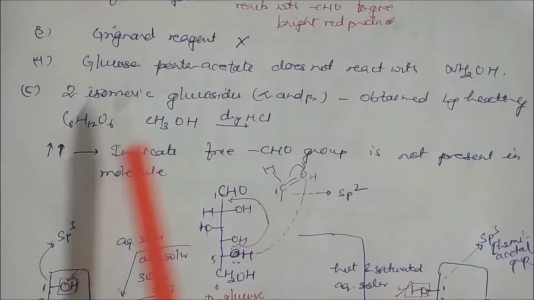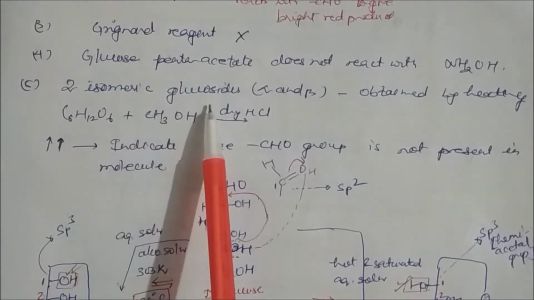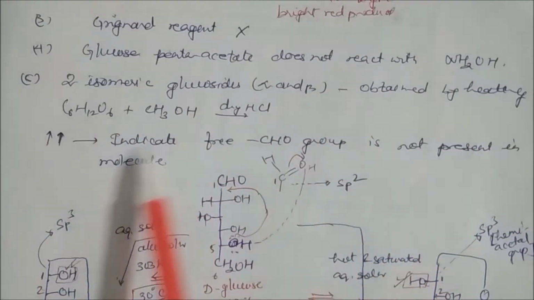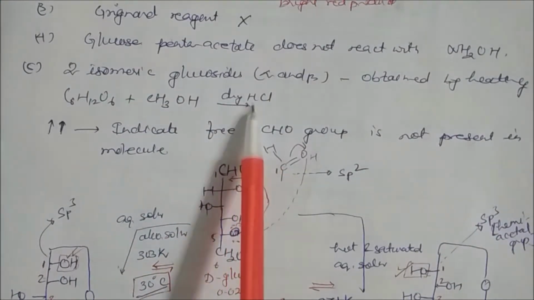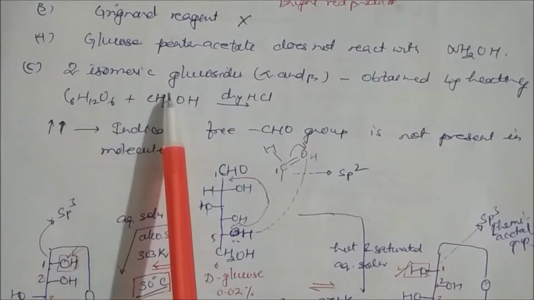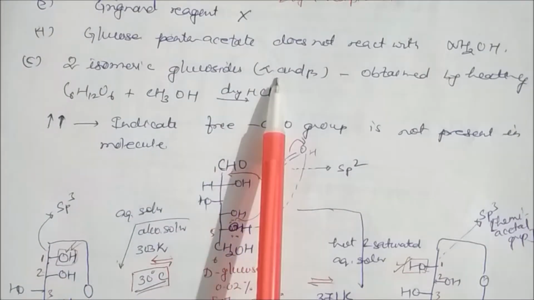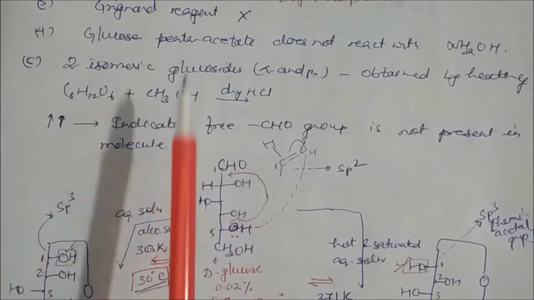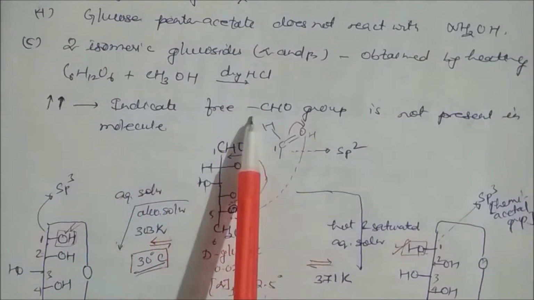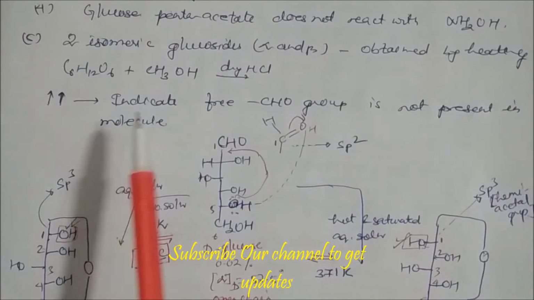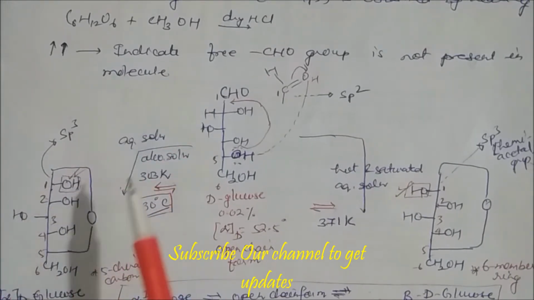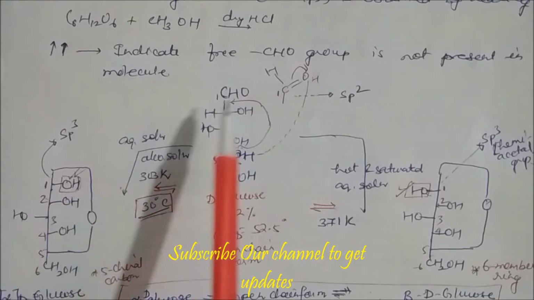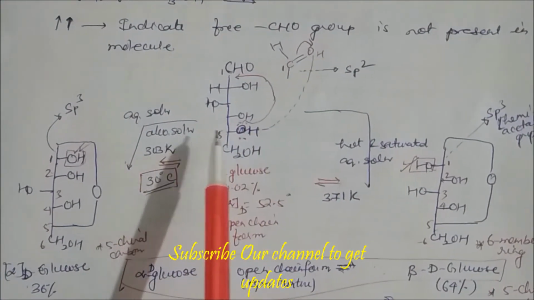Even the structure reacts to give two isomeric glucosides, which are obtained by heating glucose plus methanol in the presence of dry HCl. So, in the presence of dry HCl, we are getting isomeric glucosides, alpha and beta. What alpha and beta are, we will see just now, because this only confirms that the aldehyde group is not present in the molecule. Some other group is present. So, what is that group or structure?